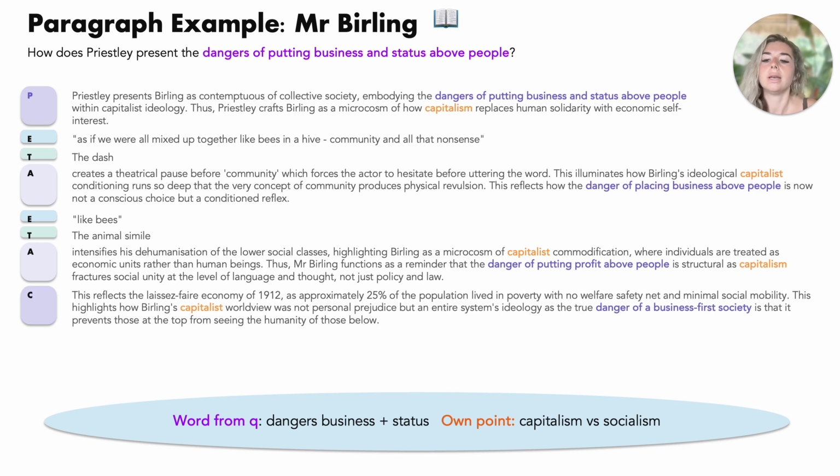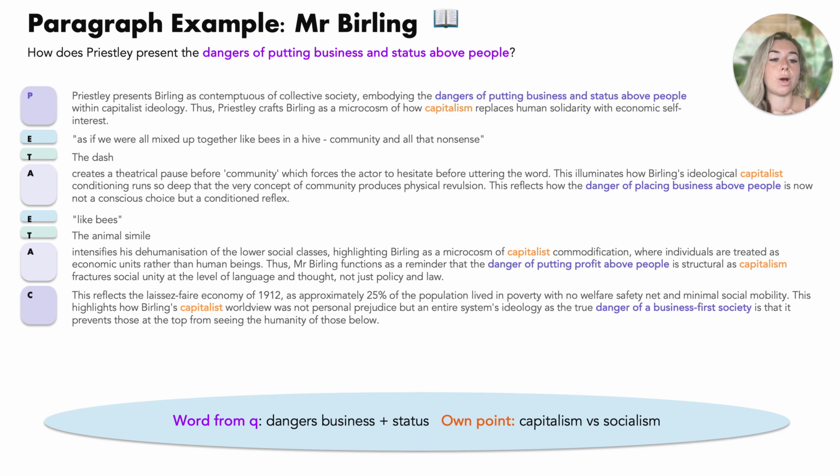Now, context. This highlights the laissez-faire economy of 1912, as approximately 25% of the population lived in poverty with no welfare safety net and minimal social mobility. Social mobility means the ability to move between classes. This highlights how Berling's capitalist worldview was not personal prejudice, but an entire system's ideology, as the true danger of a business-first society is that it prevents those at the top from seeing the humanity of those below.